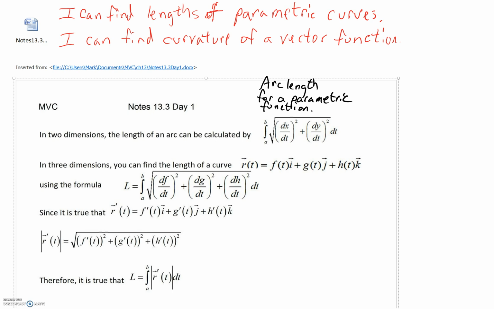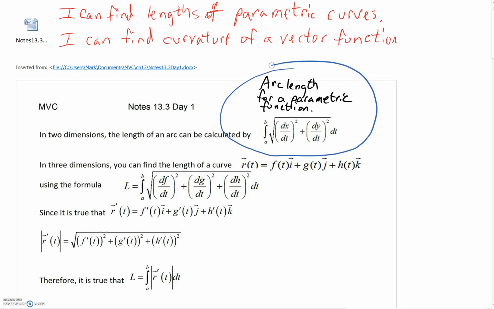So going back to your days in BC calculus, this is something that you hopefully have seen before. I know you have seen before the arc length for a parametric function. Well, it's going to be integrating with respect to t, integrating from a to b. Inside the square root, you have dx dt squared plus dy dt squared.